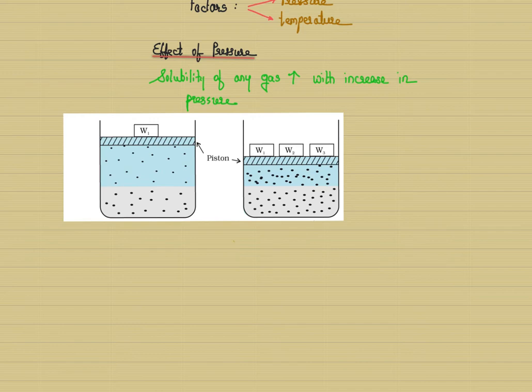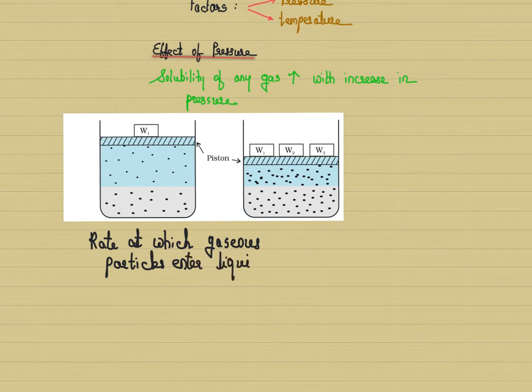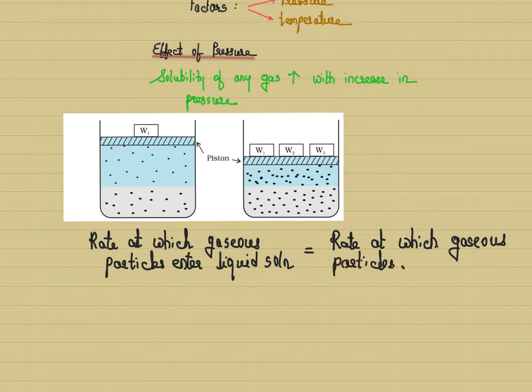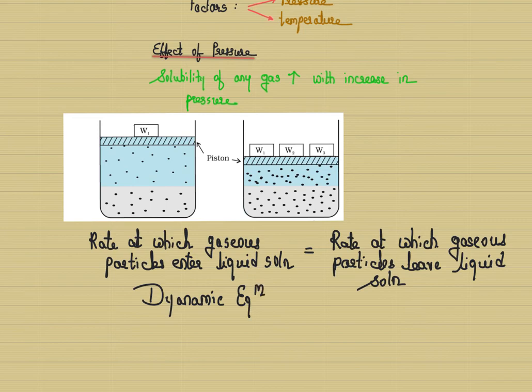So when the rate of dissolution and evaporation, that is, the rate at which gaseous particles enter the liquid solution, becomes equal to the rate at which gaseous particles leave the liquid solution, when these two rates become equal, we say a dynamic equilibrium is attained.